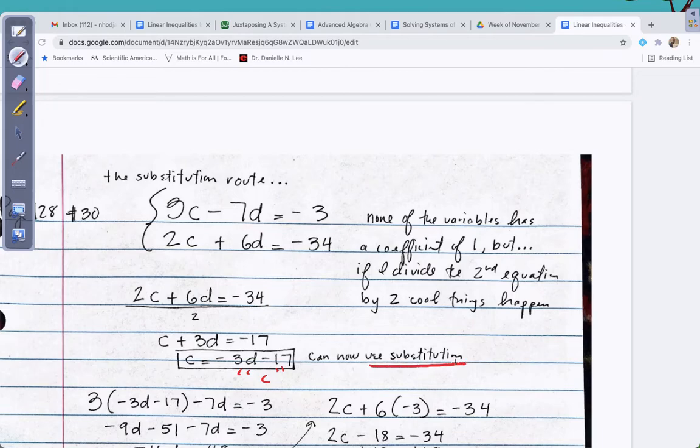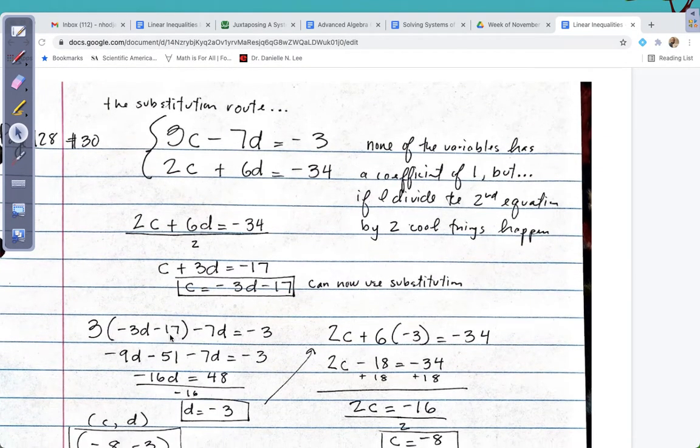I can now use substitution. Think about what just happened here. Let's say I call this equation A and I call this equation B. I manipulated equation B. I didn't change what it means, I didn't change what it represents, but I changed the way it looked. So now it's written in terms of C, and I take that name for C and I plug it into equation A, which used to say 3 times C, but now it says 3 times this other name for C, negative 3D minus 17. And why is this to my advantage to be able to do this?